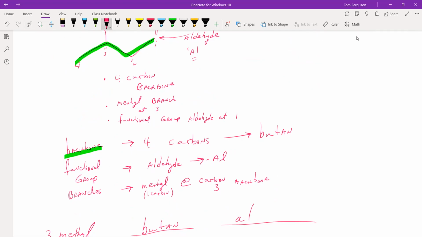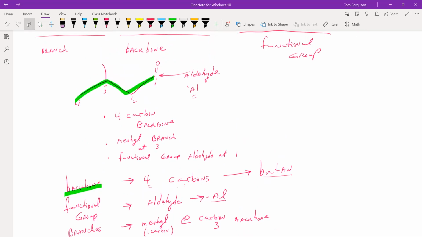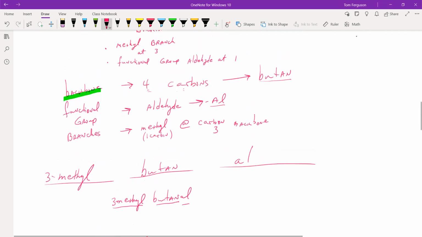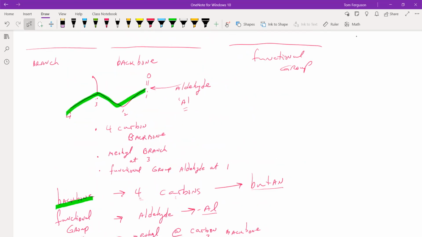So the backbone consists of 4 carbons. That means we're going to use "butan". The functional group is an aldehyde, so we're using the "al". And there is a branch at carbon number 3. And that branch is a methyl group because it only has 1 carbon. So it's on carbon number 3. So it's 3-methyl butanal. Excuse me. So 3-methyl butanal. And that's basically how you name stuff.